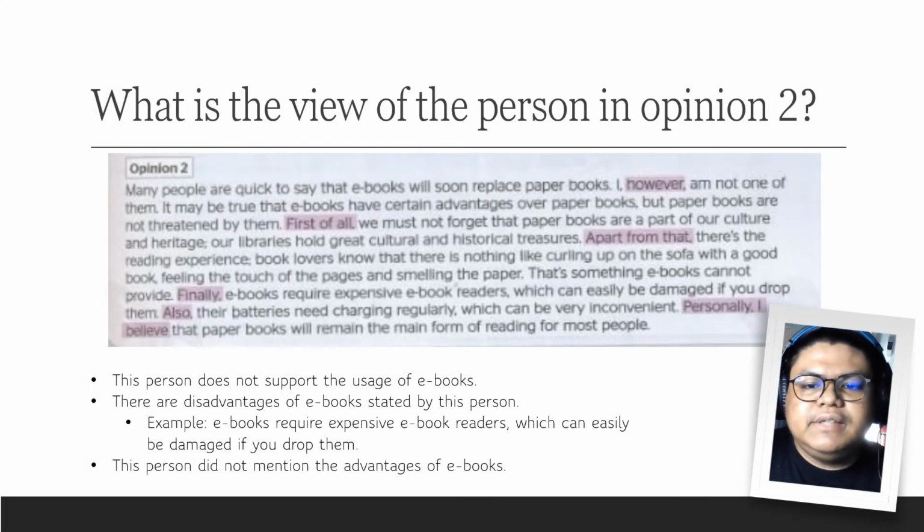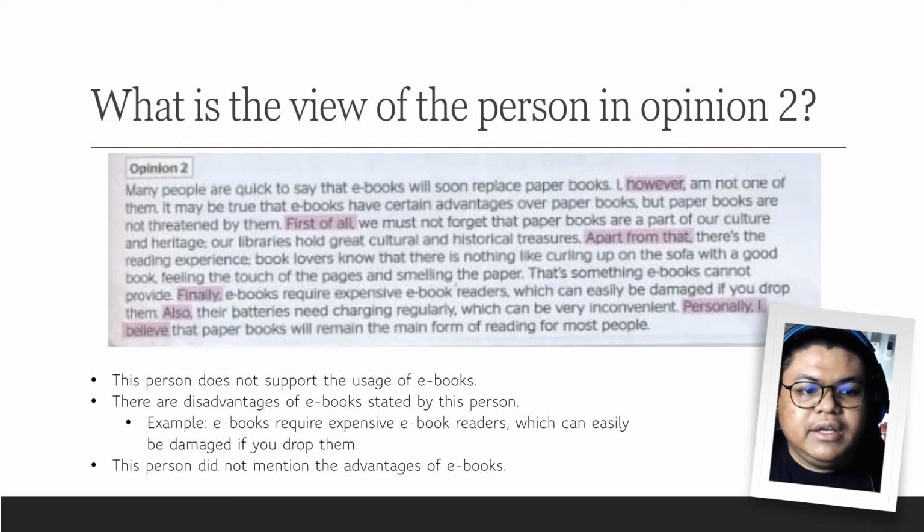Okay, I'm afraid the same thing cannot be said for the second opinion. This person does not support the usage of ebooks. As you can see, there are a lot of disadvantages of ebooks stated by this person. For example, ebooks require expensive ebook readers, which can easily be damaged if you drop them. Okay, itu satu disadvantage. Ada lagi. There are a lot of disadvantages here.